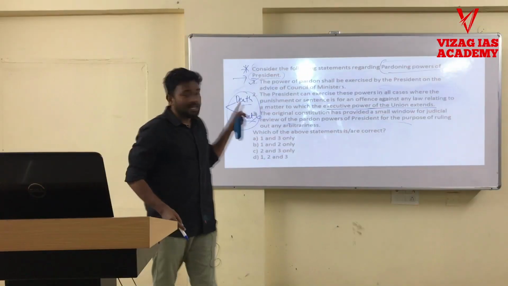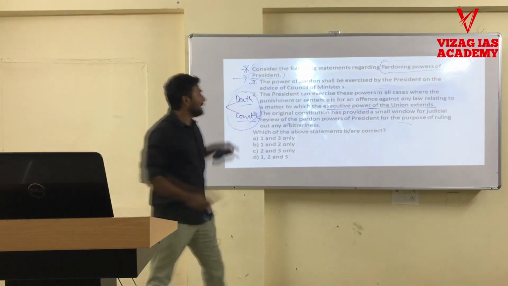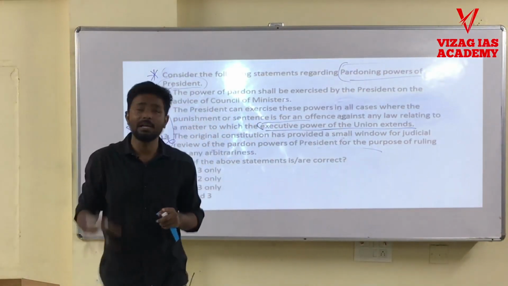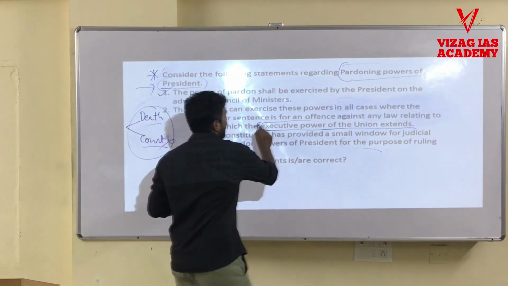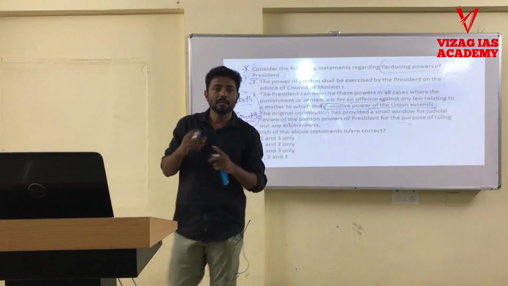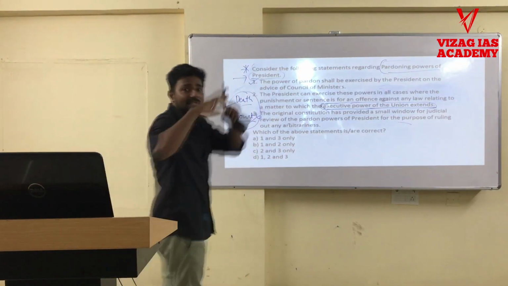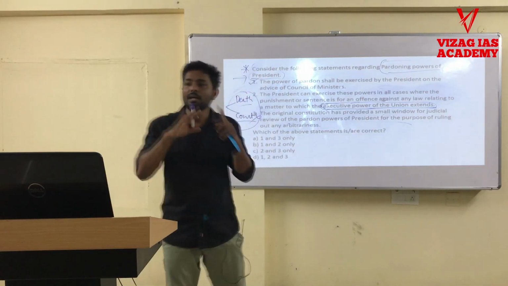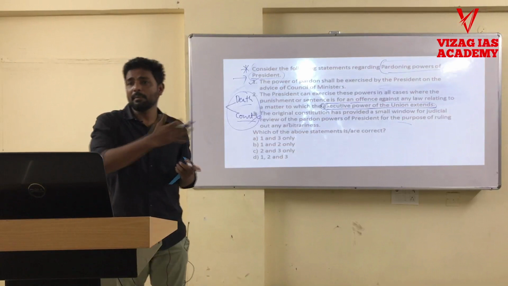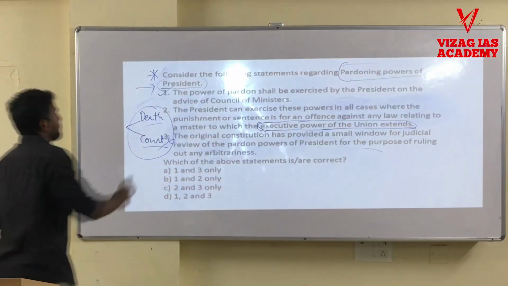So the president's pardoning power extends to the extent that the executive power of the union extends. You got it, right? So the president's executive powers extend throughout the country. So to whatever extent the executive power extends, the pardoning power will also extend to the same extent.